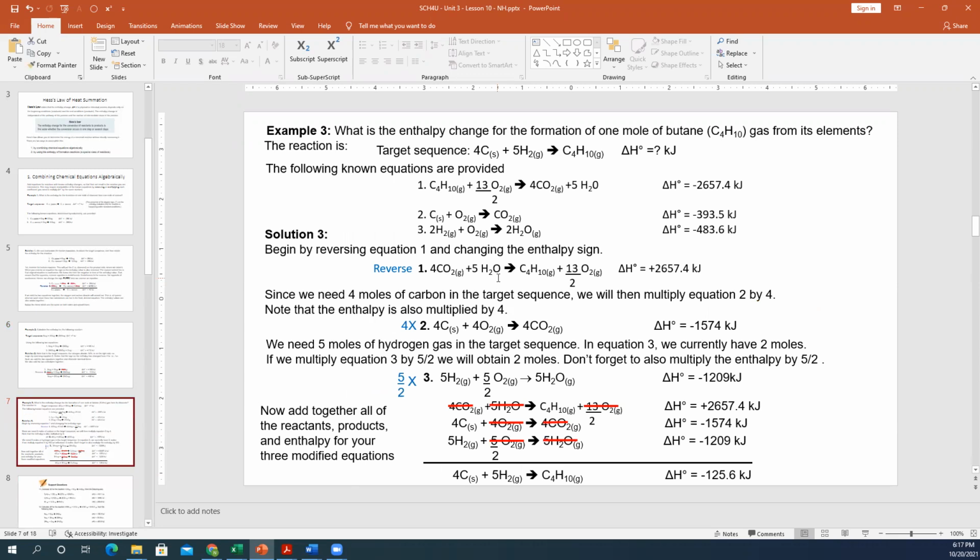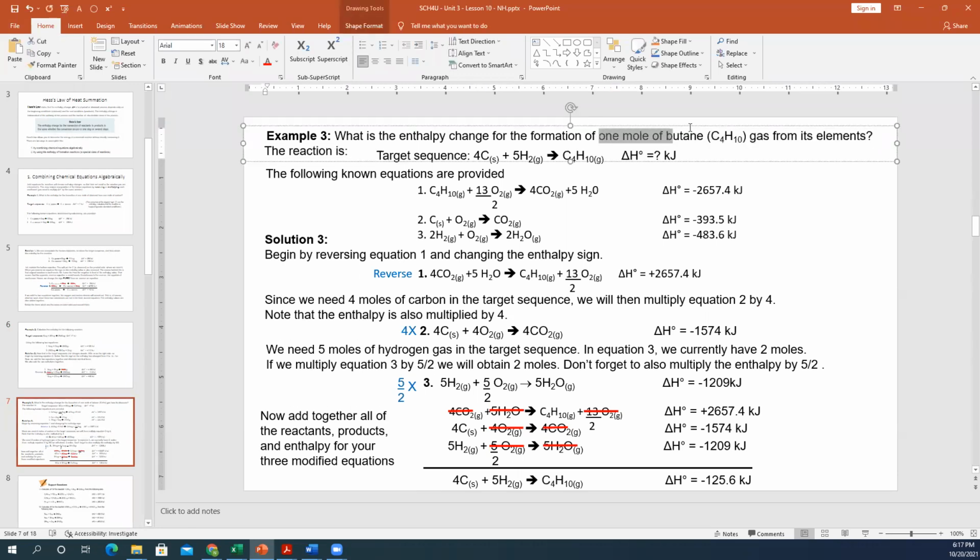In this third example, we are asked to calculate the enthalpy change for the formation of 1 mole. So we make sure we notice that it says for 1 mole of butane gas. Remember, this is butane gas, C4 and then 10 hydrogens all around it, butane gas from its elements.